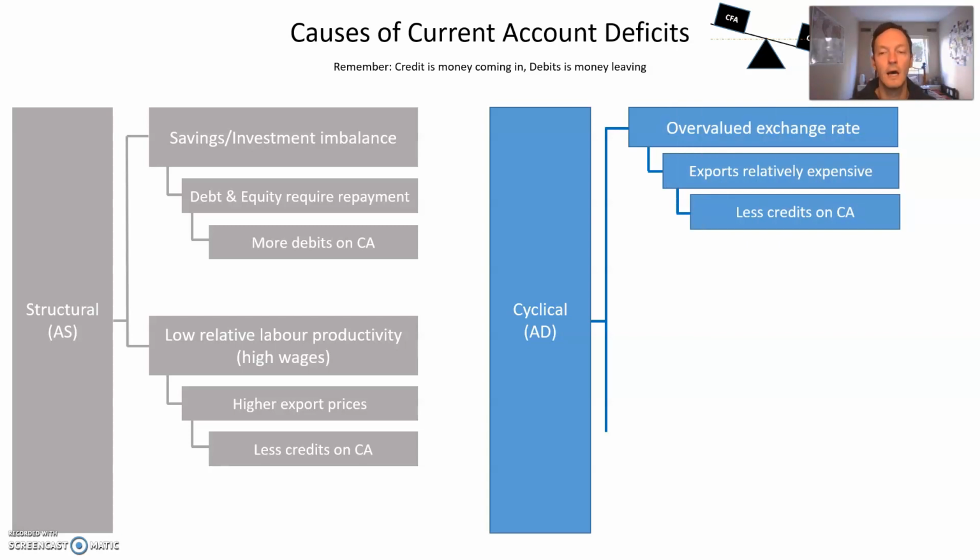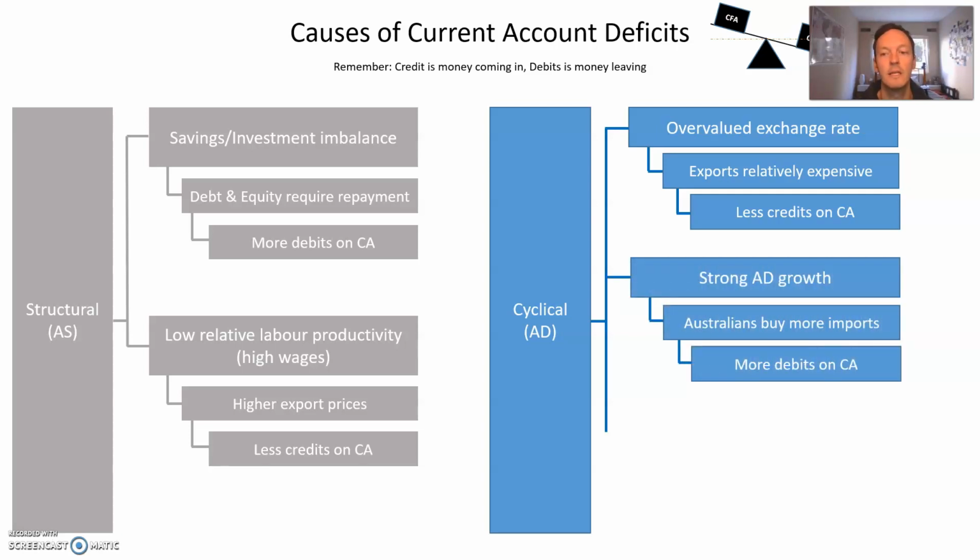So when we have an exchange rate which is too high, our exports are going to be relatively expensive compared to other countries, and then there's going to be less credits on the current account, making the current account deficit bigger. That's not something that's really happening at the moment. So that's more of a theoretical one that we've got.